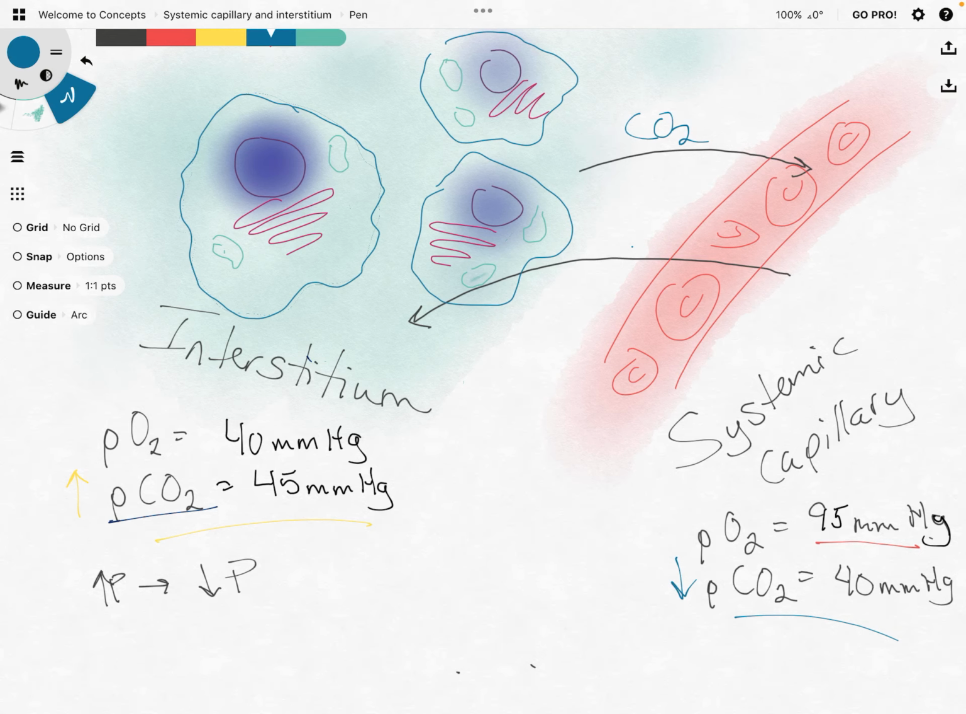Partial pressure of oxygen is 95 millimeters of mercury in the blood in the systemic capillaries, and it's 40 in the interstitium. So obviously that's going to facilitate movement of oxygen from the systemic capillaries, where it's higher, to the interstitium, where it's actually lower. All right, so again, we want to go from high concentrations of these partial pressures of gases to low concentrations, and that's going to facilitate the movement of these gases, whether we're talking about between the alveoli and the pulmonary capillaries, or between the systemic capillaries and the interstitium.